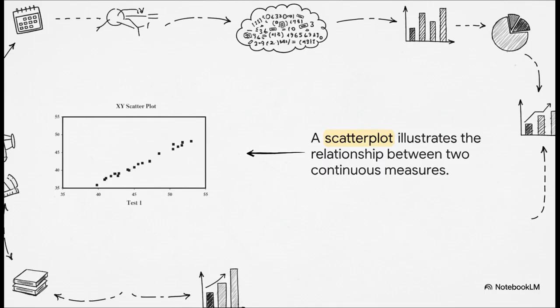As scores on test 1 go up, the scores on test 2 go up too. You're literally watching a relationship form right in front of you. It's not just random dots, it's an insight.